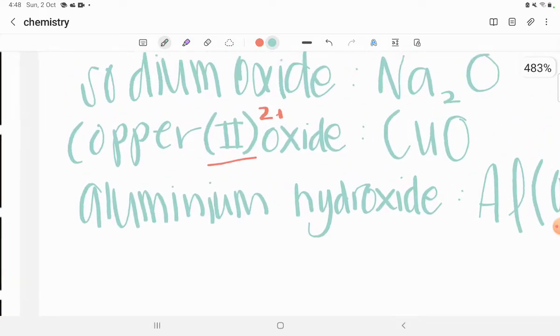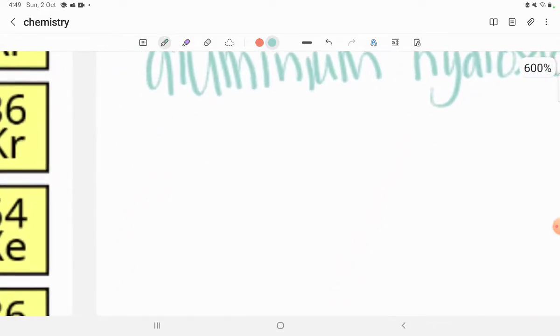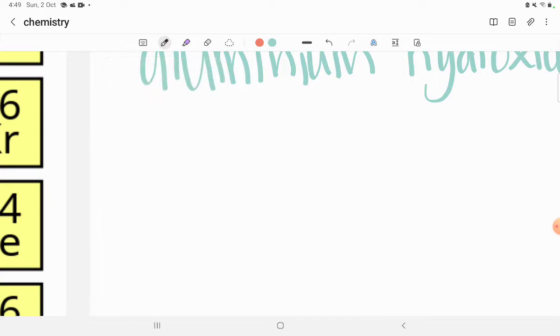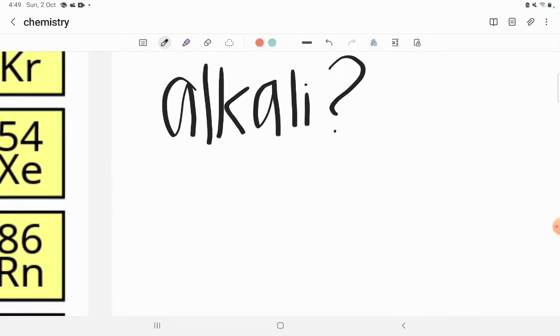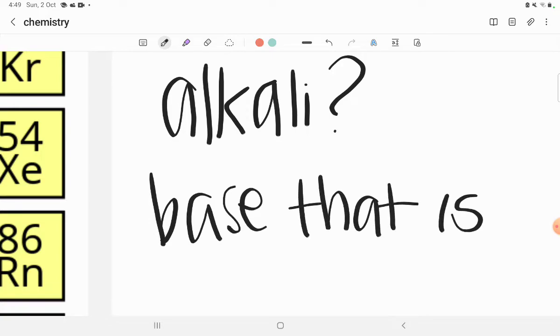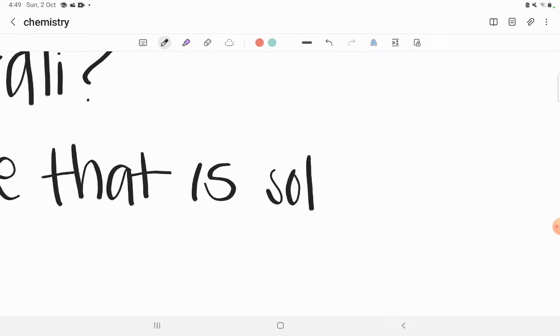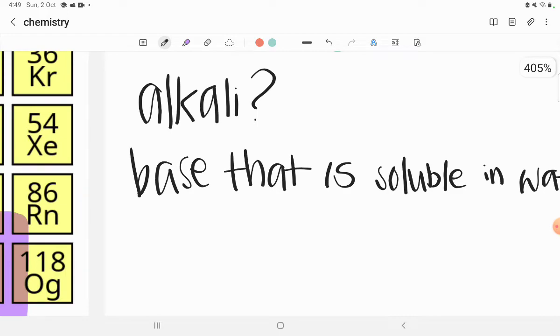Okay. So under bases, there's another subgroup. You would have probably heard of an alkali. What are alkali? Alkali is basically a base that is soluble in what? Guess what? If you said water, that's right. Because water is your favorite liquid, guys. Do not neglect water.